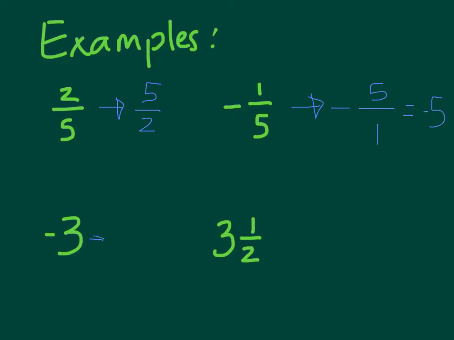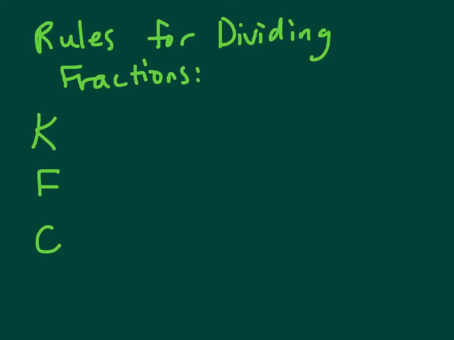Okay, the reciprocal of -3. The first thing you have to say is, well, that's the same as -3/1. So my reciprocal is -1/3. Okay, 3 1/2. We have to say, well, first I need to change it to improper. So I have 7/2. So the reciprocal is 2/7. When I am dividing fractions, what I'm really doing is instead of dividing, I multiply by the reciprocal.